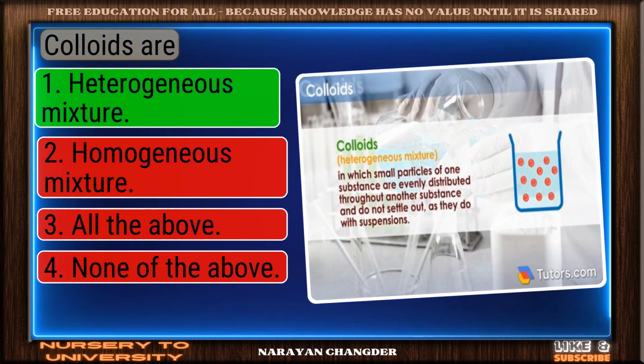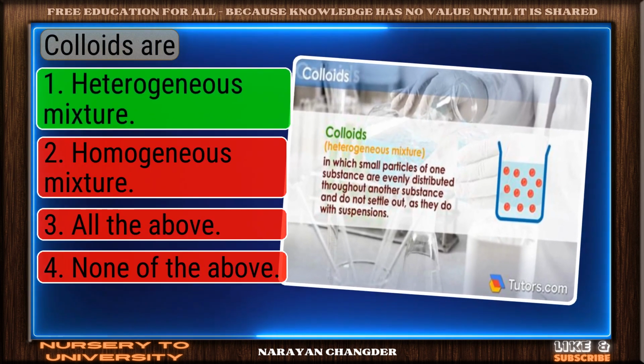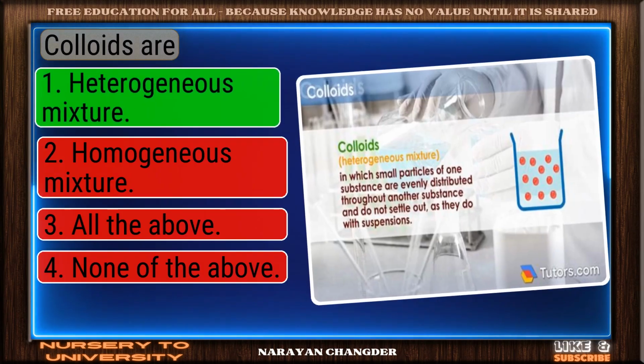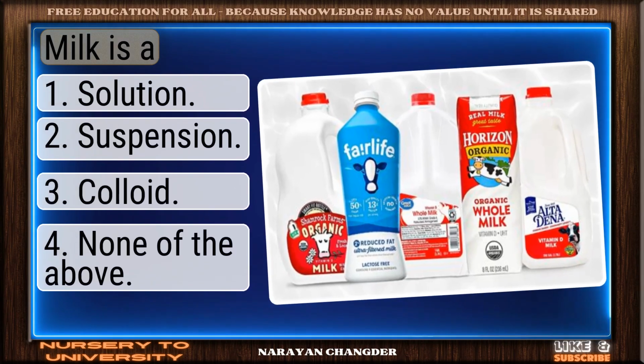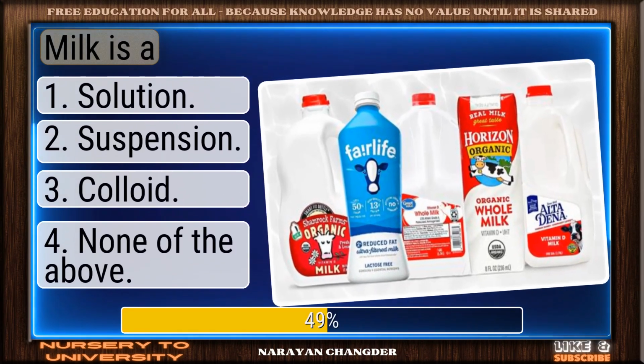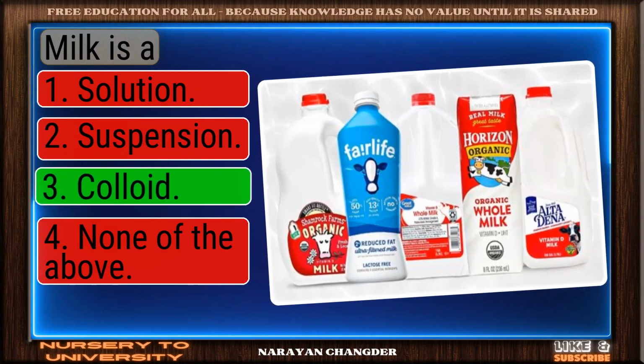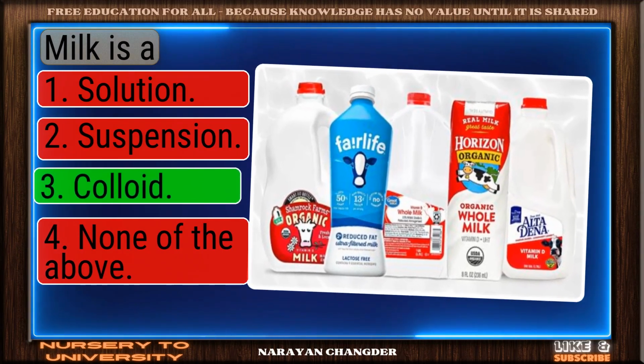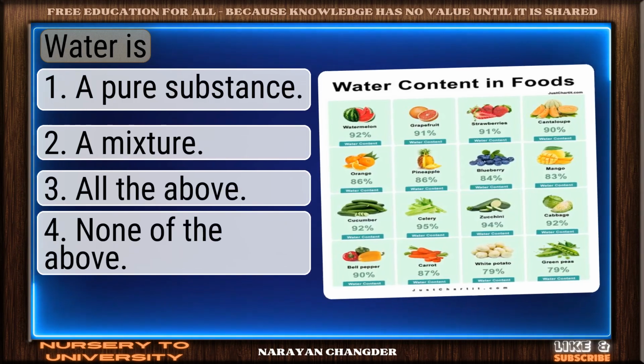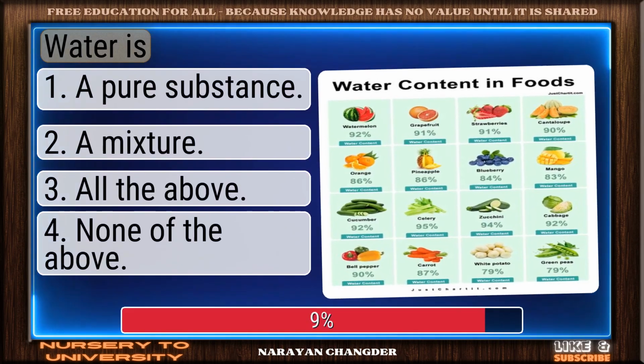Nice selection. Heterogeneous mixture is the correct and valid answer. Question number 299. Milk is a? Correct. Colloid is the right answer. Question number 300. Water is.